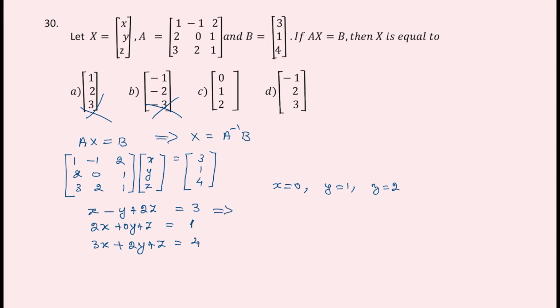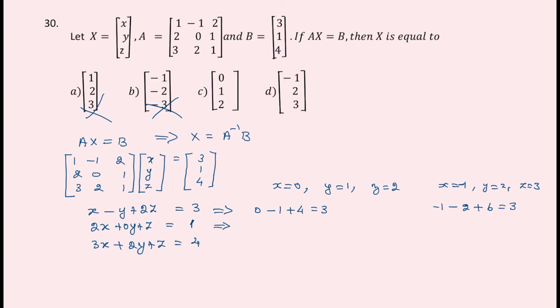Plug in these values in the first equation. 0 minus 1 plus 4 gives 3. Don't conclude the answer as C. All the three equations should be satisfied because D also satisfies the first equation. See the D option. X is minus 1, y is 2, z is 3. The first equation becomes minus 1 minus 2 plus 6, which gives 3. So the first equation is true for C and D options.